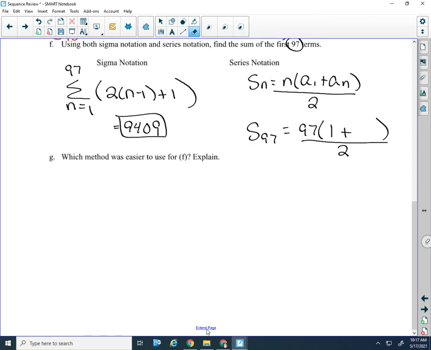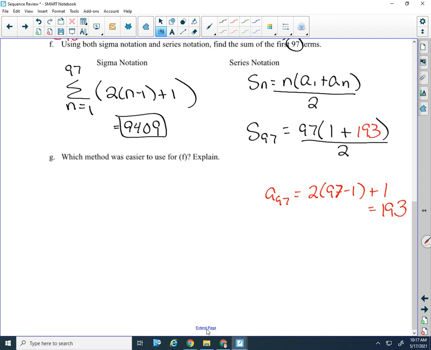Oops. 97. So it's D times 97. Whoops. 97 minus 1 plus our first term. And you get 193. So that goes right here. Put this part into your calculator, and you end up with 9409. Same answer.